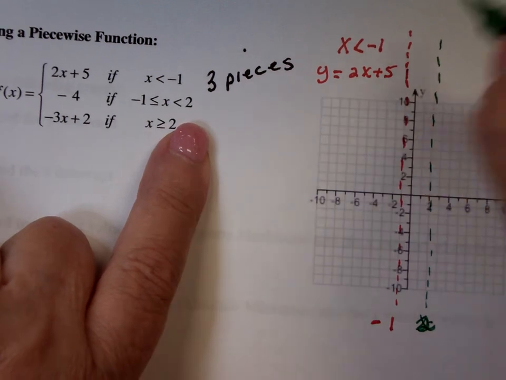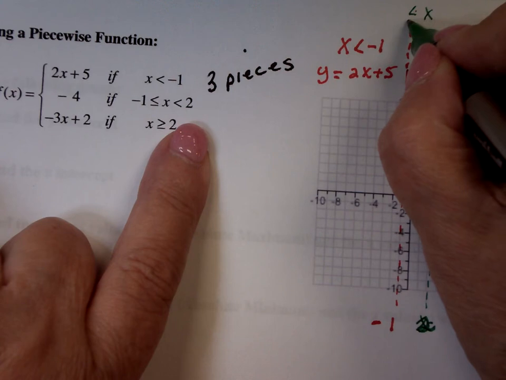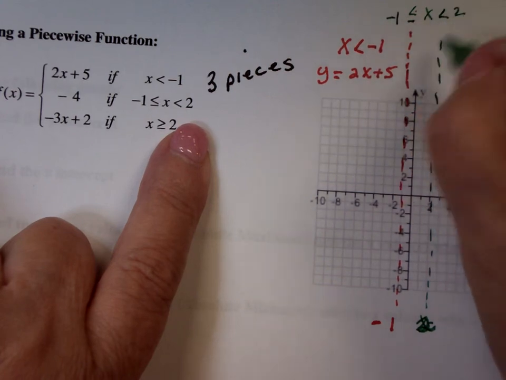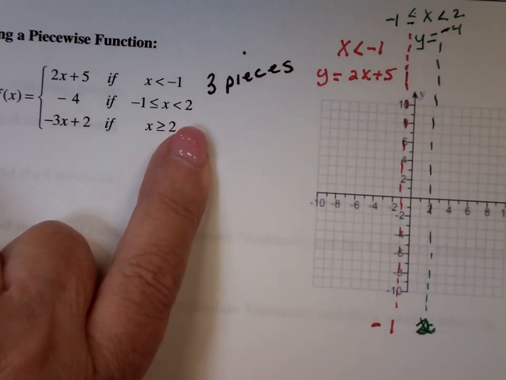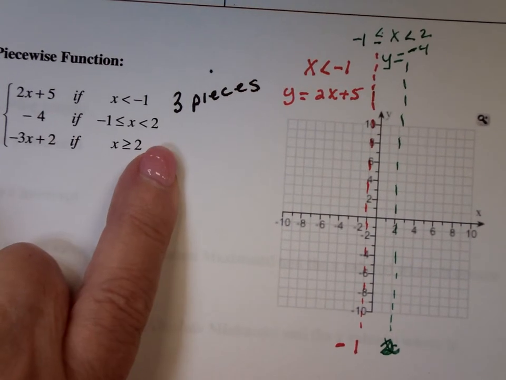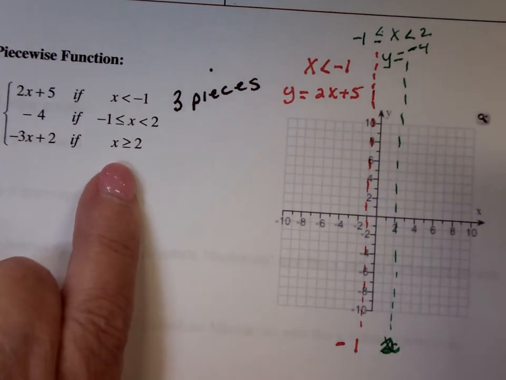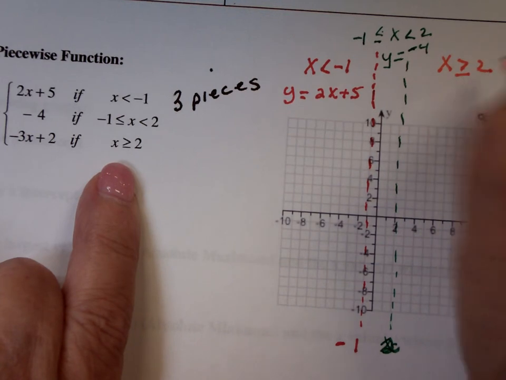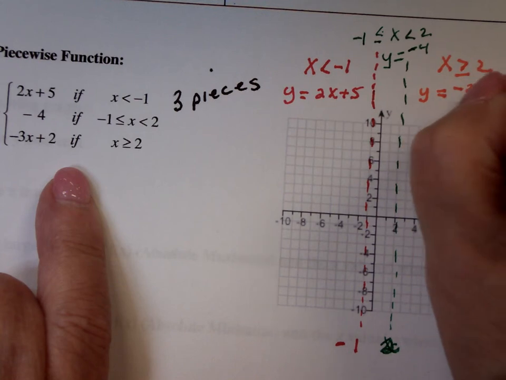And I'm going to graph, between x greater than or equal to -1 but strictly less than 2, y equals -4. And the third piece is x greater than or equal to 2, and I'm going to graph y equals -3x plus 2.